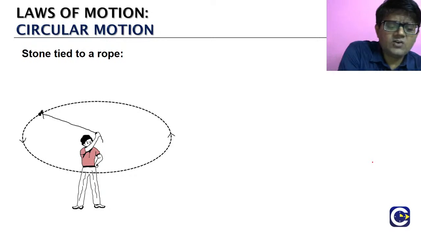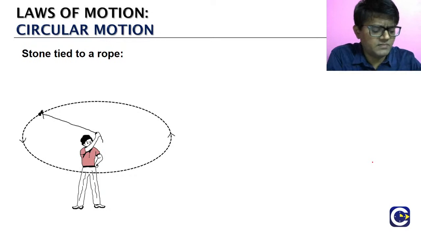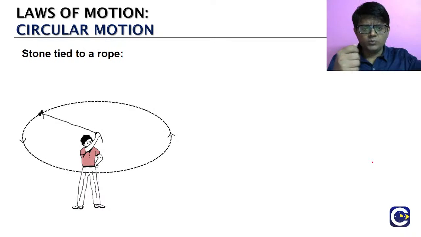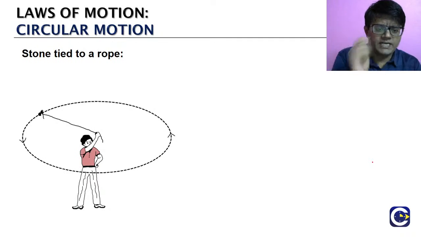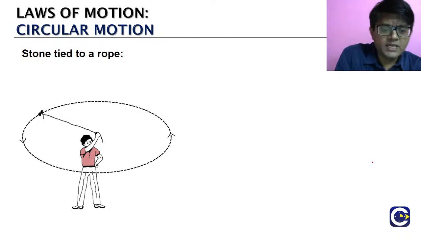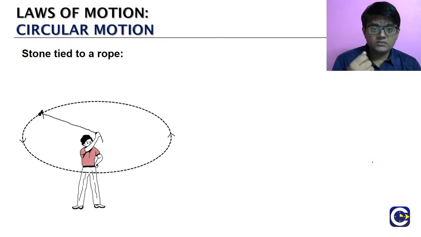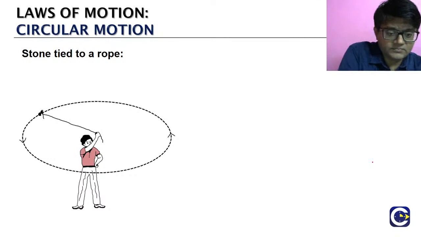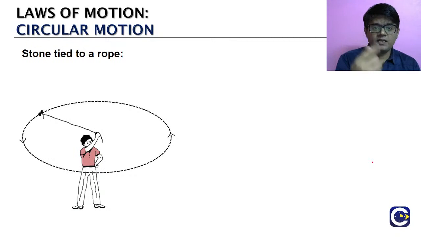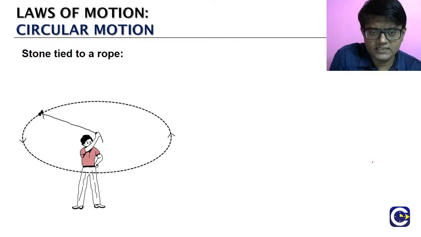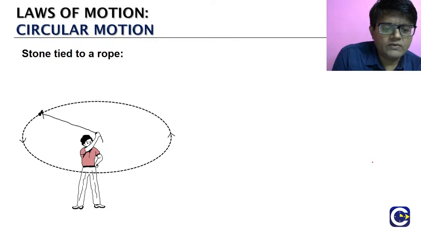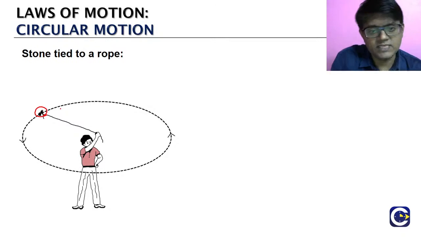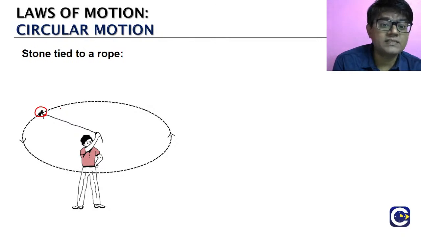Now look, this is a very common observation. You would have seen somebody tying a stone to a rope and rotating the stone in a circular path. It can be a horizontal circle or even a vertical circle. But whichever circle it is, if the stone has to go in a circular path, it requires an acceleration towards the center of the circle. If there is no acceleration, then what happens? The particle will not be able to go in that circular path.